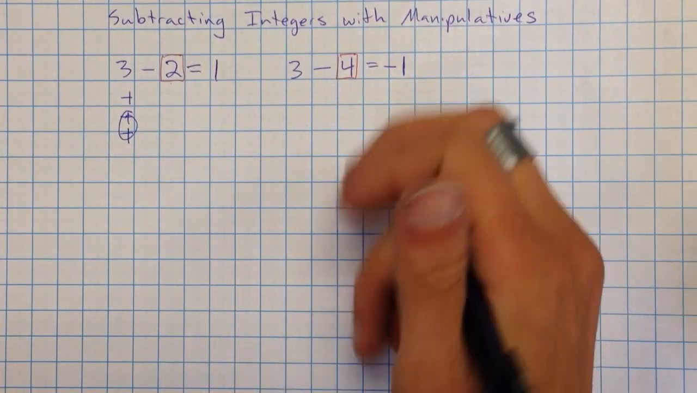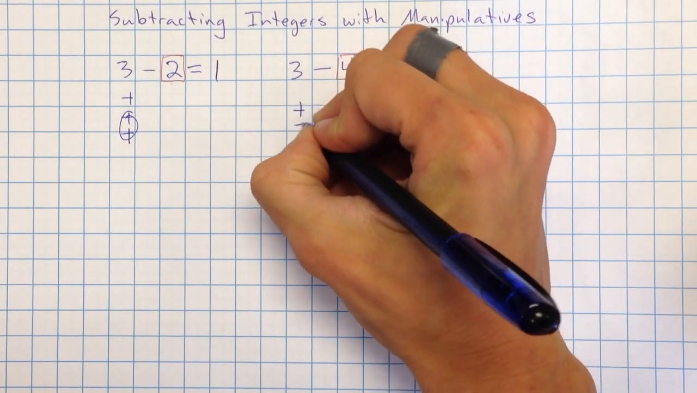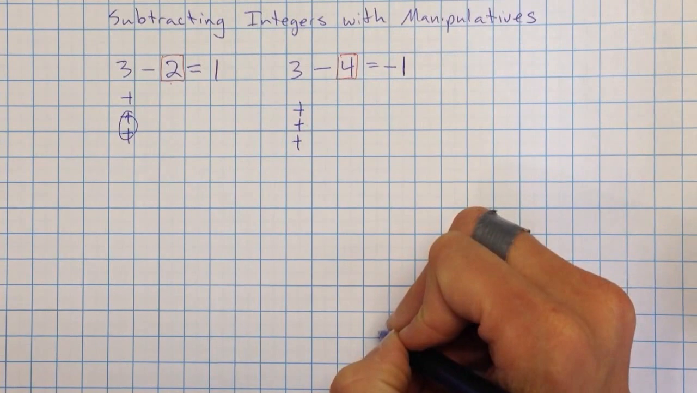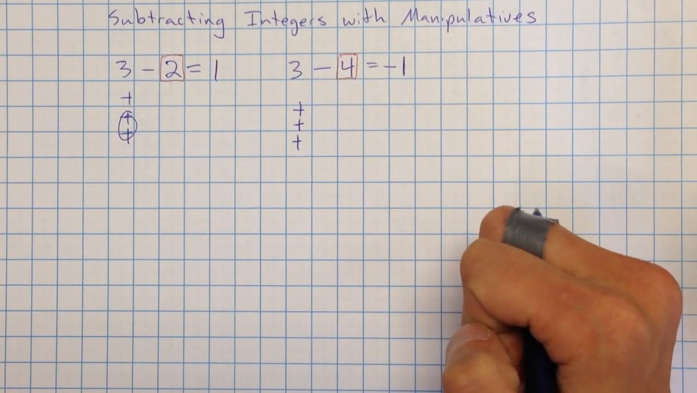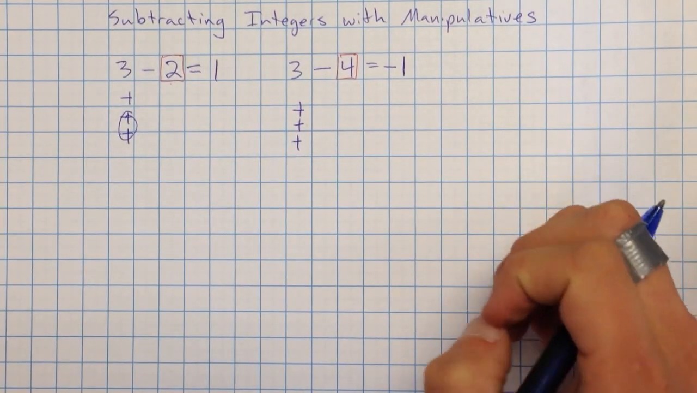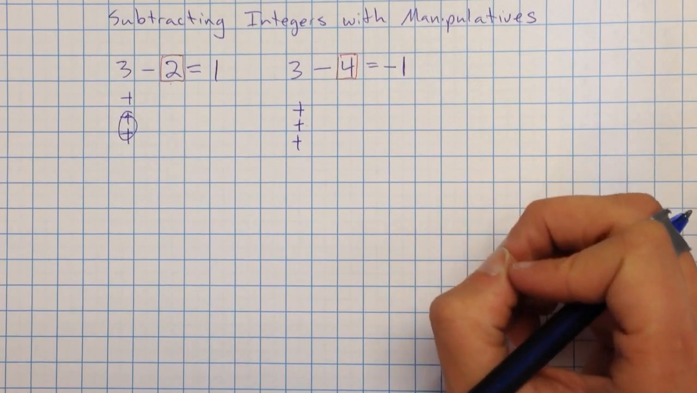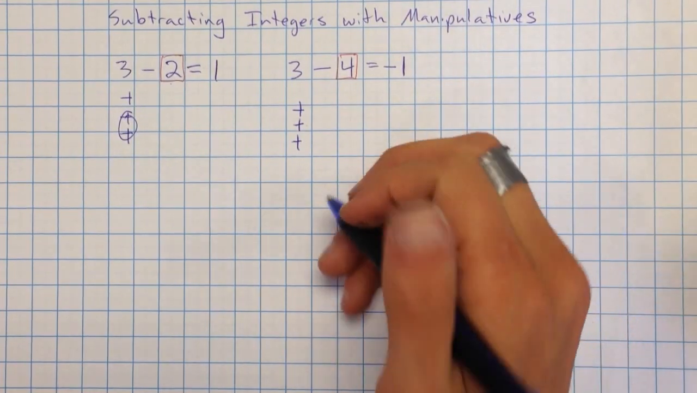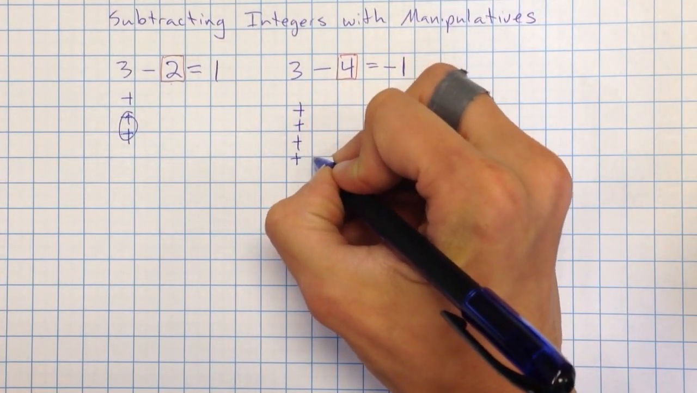I could draw that out by drawing 3 positives to start off with. I need to take away 4, so I'm going to have to add a pair. A pair of a positive and a negative equals 0. So I can do positive and negative.